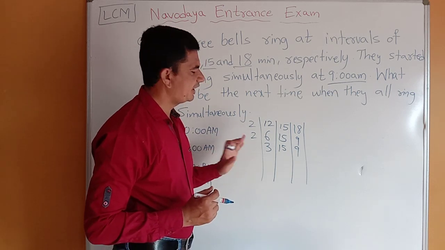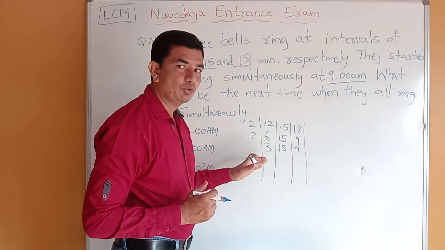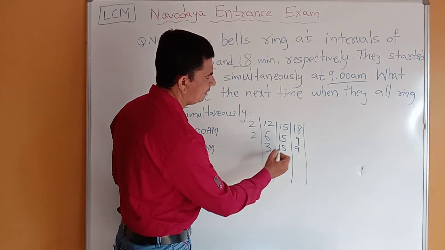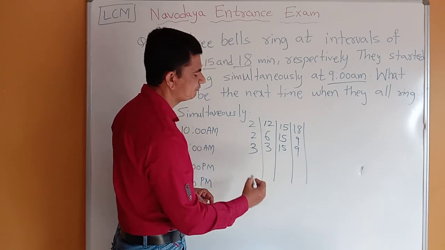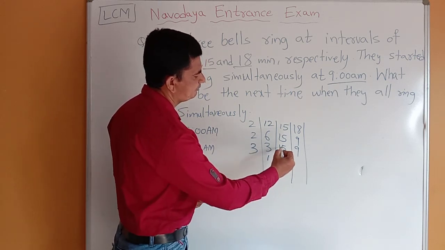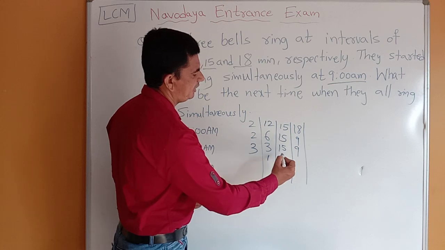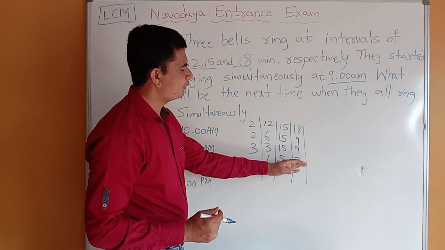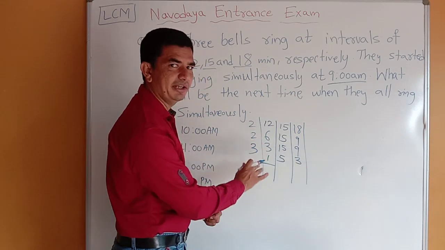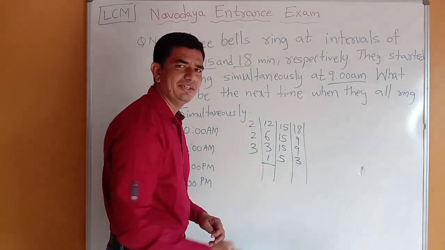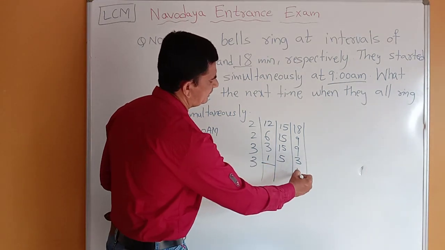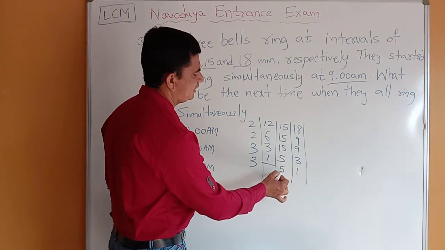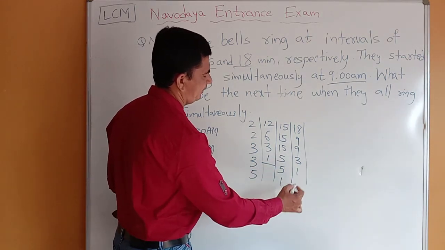We have to check with 3. If the numbers are not in the 3 table, we can go with 5, 7 like this. But in the 3 table the numbers are present, so we can take 3. 3 ones are 3, 3 fives are 15, 3 threes are 9. Again take 3 because 3 is available. 3 ones are 3, 5 as it is, because in the 3 table there is no 5. Next, this is a prime number, so we can take 5 directly.